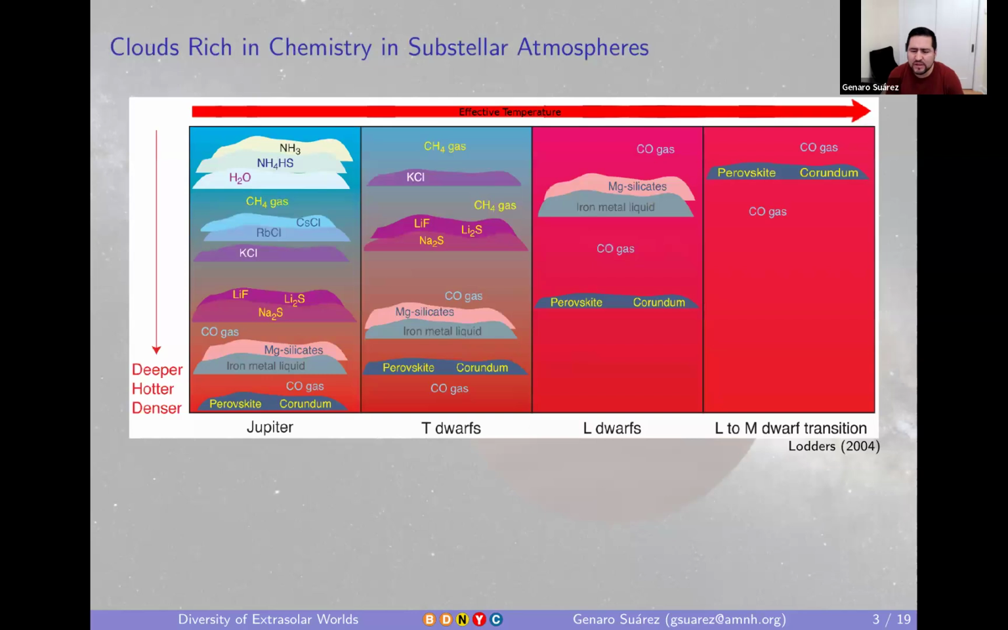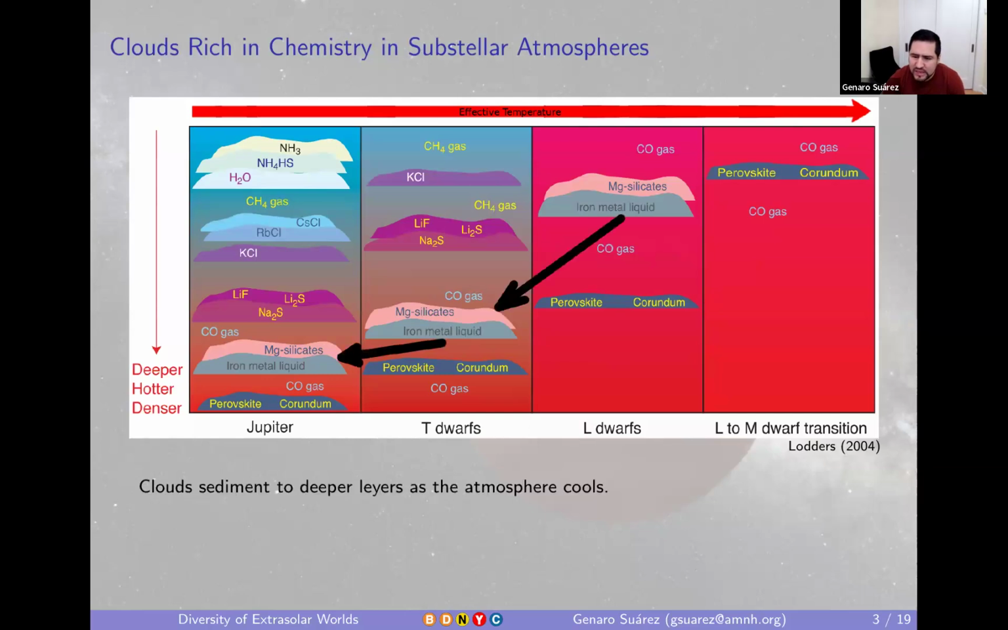So an interesting aspect of brown dwarfs is that they are sufficiently cold, even the warmest ones, to form clouds rich in chemistry. For example, clouds made of refractory oxides, silicates, and iron, salts, and water. So once these clouds form in the atmosphere, they sink into deeper atmospheric layers as the atmosphere cools. So these clouds will eventually disappear or sediment out of the visible atmosphere, but new clouds made of lighter grains will form above.